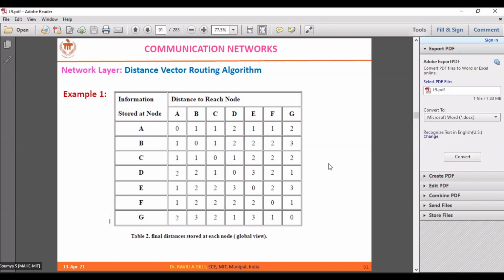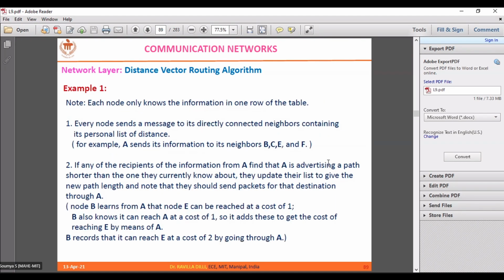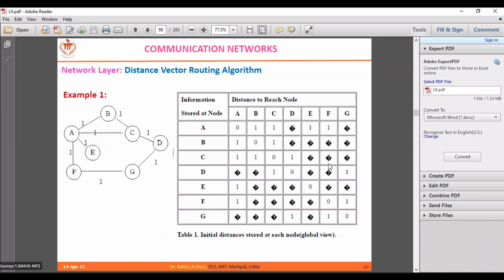Okay, this is the final table that is stored at each node. Now, how else can this be constructed? Right now, I told you all of this is just 1, 1, 1, so it was easy for me to find out what the value is. But if it is a different value, then what should you do?